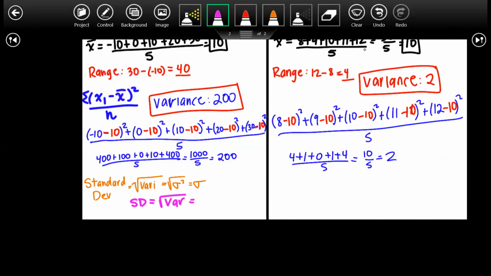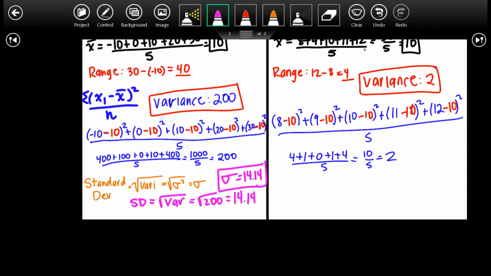In our case, the variance happens to be 200. So the square root of 200 happens to be 14.14. So the standard deviation, or sigma, is equal to 14.14. This tells me how spread out the points are from the mean, or from the average. It gives us a better indicator of where our numbers are going to be.